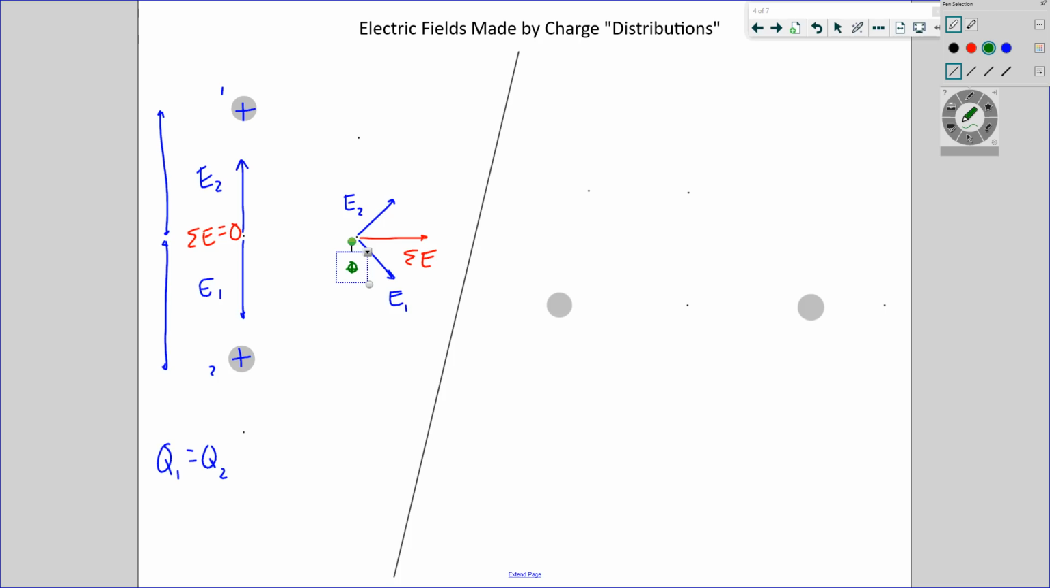Notice I drew my E1 and my E2 a little bit smaller than I did at the place directly between the two charges because we're farther away than we were before, so the field gets weaker. I wouldn't concern yourself a ton with doing this accurately, but if we can, we might as well. Here's a place below charge 2. There's a field made by charge 2 that looks like that. There's a field made by charge 1. It's much smaller, whatever the ratio of distance is there, but it's still away from both of those charges. And here our net field is the resultant of those two vectors, which looks something like that.